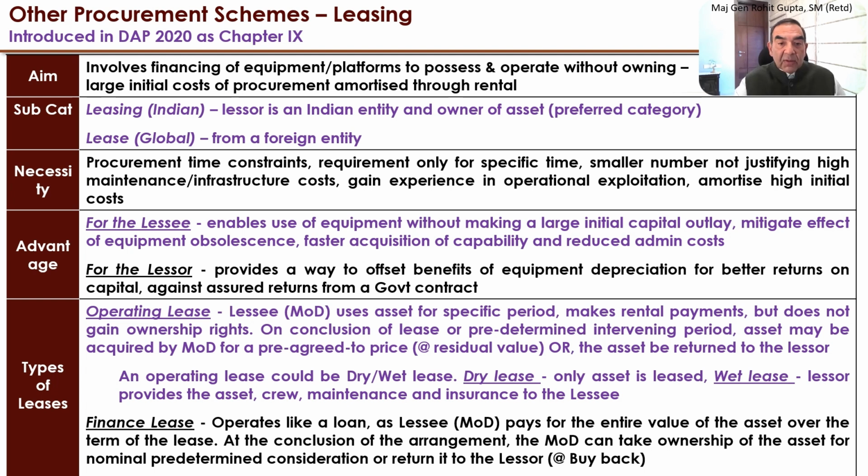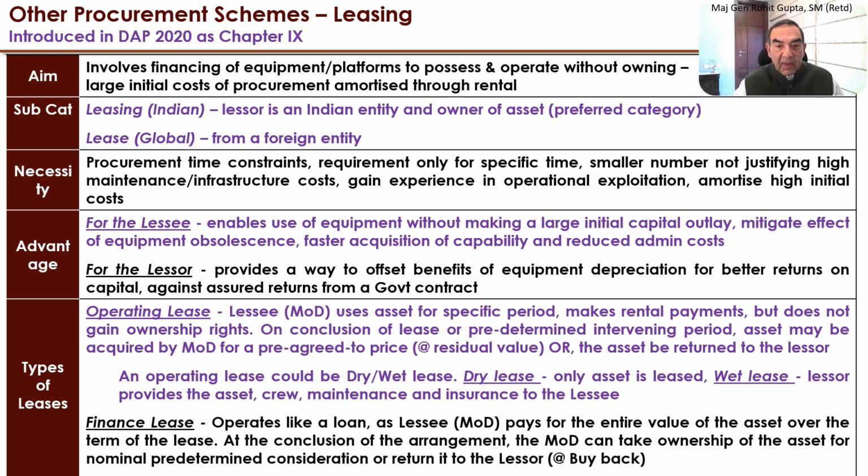What are the advantages for the lessee, the one that gets the lease? It enables the use of the equipment without making a large initial capital outlay. It mitigates the effect of equipment obsolescence, especially for equipment like IT equipment, etc., which turns obsolete over a very short time. Faster acquisition capability and reduced administrative costs, in case you're giving him maintenance, etc. You do not need to create that infrastructure for it.